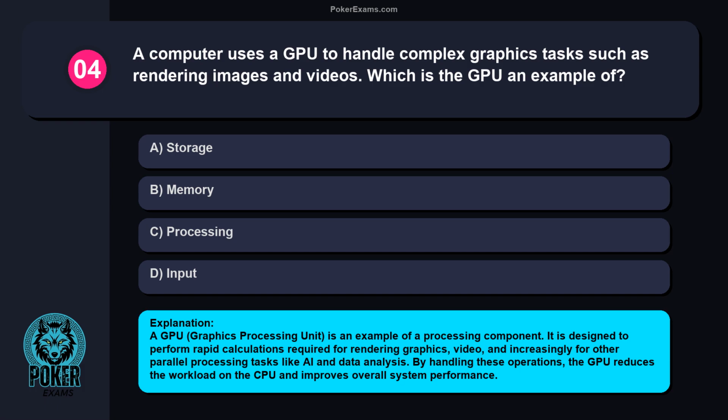A GPU, graphics processing unit, is an example of a processing component. It is designed to perform rapid calculations required for rendering graphics, video, and increasingly for other parallel processing tasks like AI and data analysis. By handling these operations, the GPU reduces the workload on the CPU and improves overall system performance.